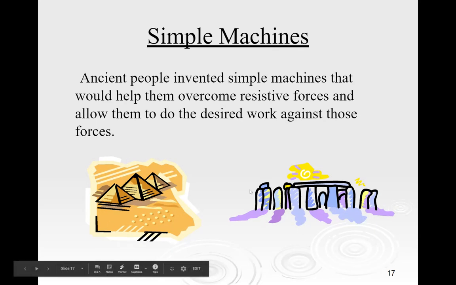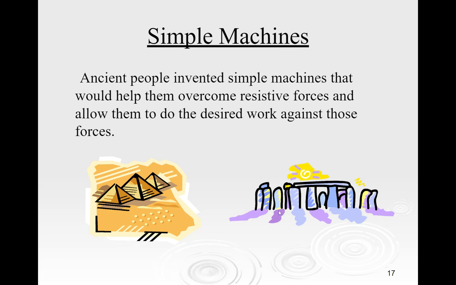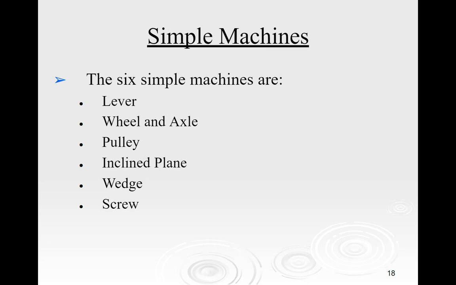Egypt. And then what do we have here? This would be Stonehenge. All right, let's keep rolling here. So simple machines, you would have watched those videos yesterday, and the 6 simple machines are a lever, a wheel and axle, a pulley, an inclined plane, a wedge, or a screw.